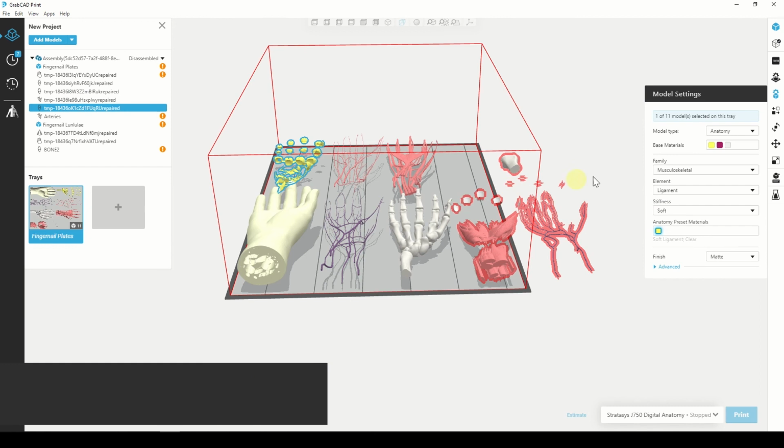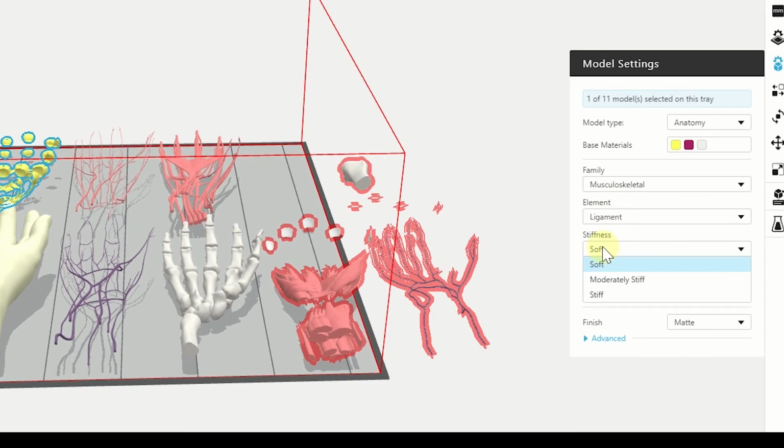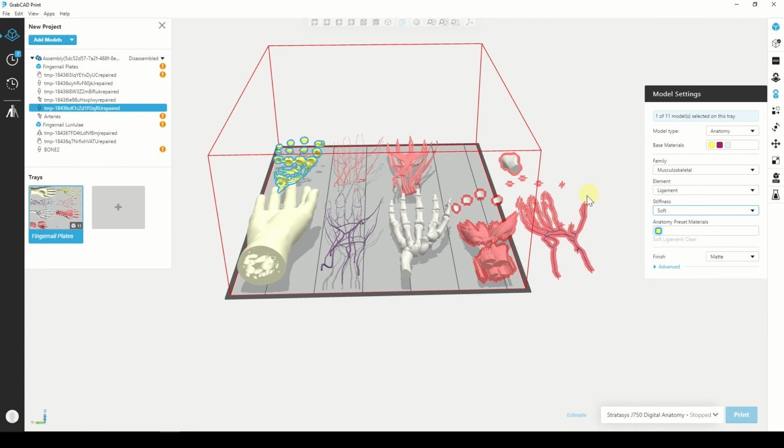For the ligaments, we have in the musculoskeletal family an element called the ligaments, and we have 3 different stiffnesses. So for this one I chose the soft one. It consists of a mixture of Vero and Agilus.